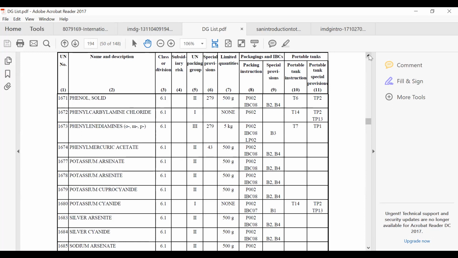Okay, the UN number is UN 1671. The name and description, can I go ahead? Yeah. Okay, name and description is phenol solid. That's good. What class is it? Class 6.1. Class 6.2.